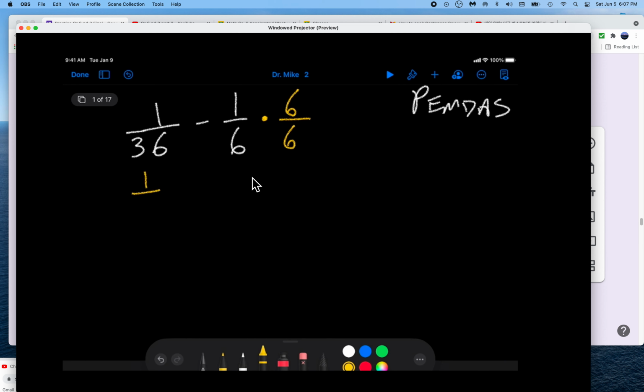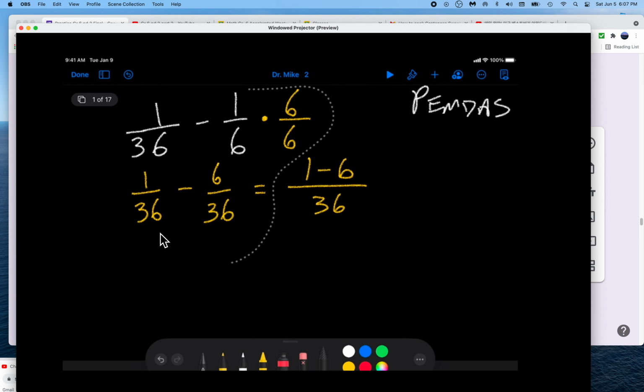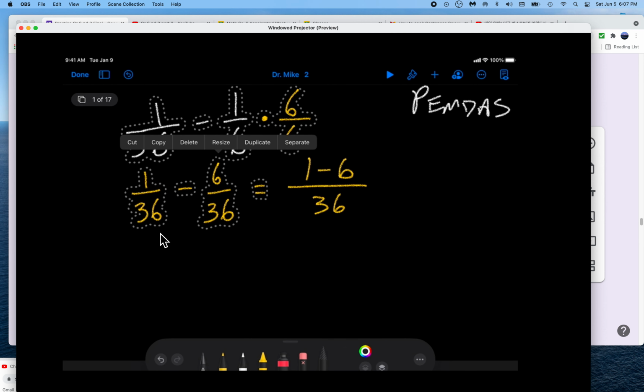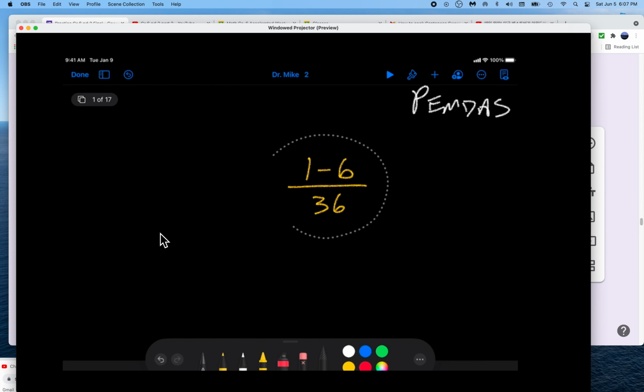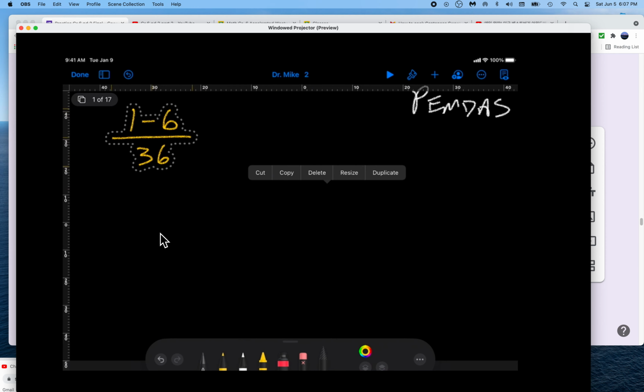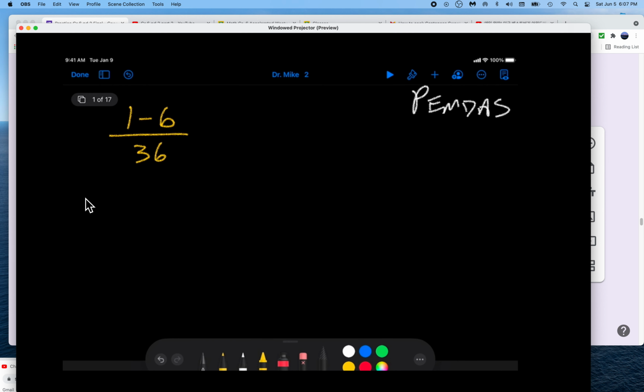So now we have 1 over 36 minus 6 over 36. When you're adding or subtracting fractions and you have a common denominator, you write down that common denominator and you work with what's going on in the numerator. What's going on in the numerator? We have 1 minus 6. Okay, so this is our final answer, 1 minus 6 over 36. However, we are not going to leave it like that. Now we're going to find out what is 1 minus 6.